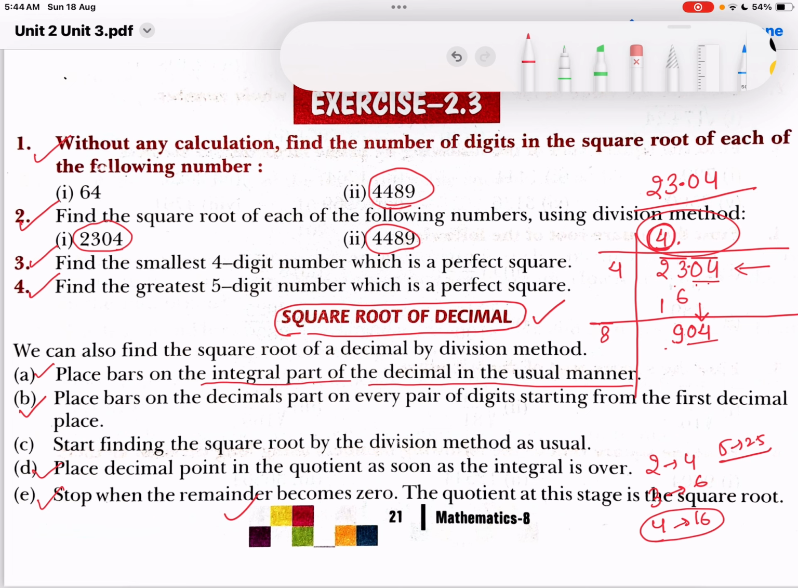If we proceed further, just look here, the unit place is 4. If the unit place is 4, then definitely the unit digit would be either 2, because square of 2 is 4, or 8, because square of 8 is 64. So here the digit would be either 82 or 88. 82, 2 2s are 4, 164. 88, 8 8s are 64.